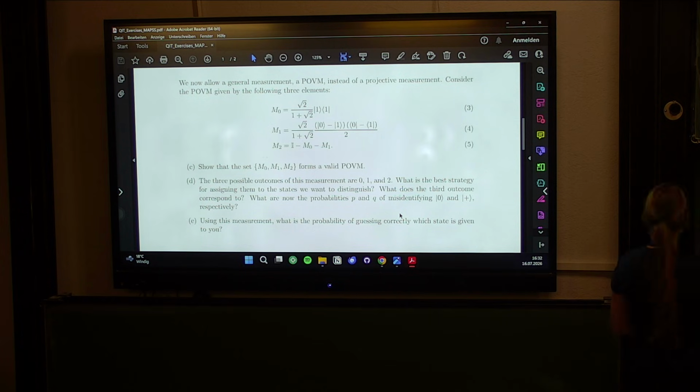So a good strategy for this, mix it up. If the outcome is 0, you will guess that the state is plus. If the outcome is 1, guess the state is 0. And if it's 2, guess nothing.